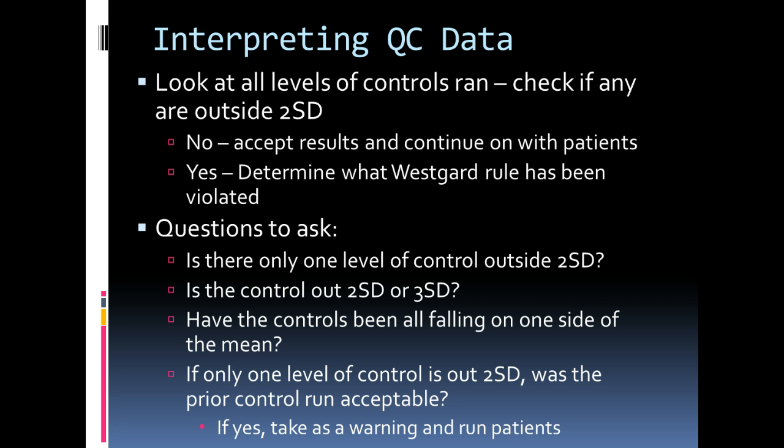The questions to ask: is there only one level of control out 2 standard deviations? Is the control out 2 or 3 standard deviations? Have the controls been falling on one side of the mean? And if only one level of control is out 2 standard deviations, was the prior control run acceptable?